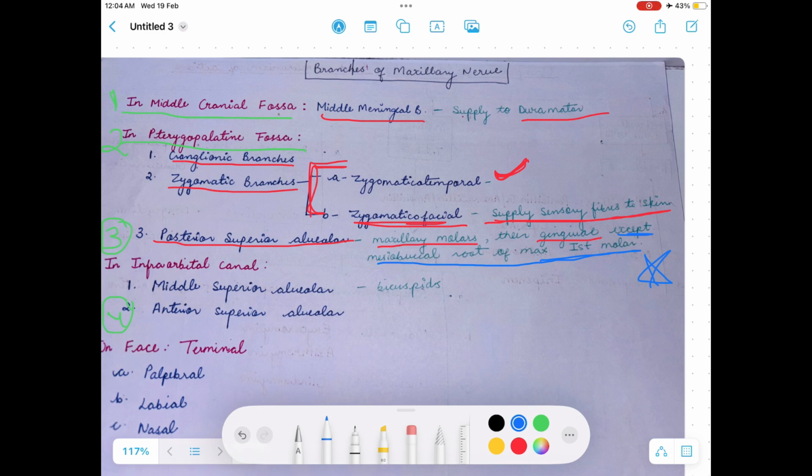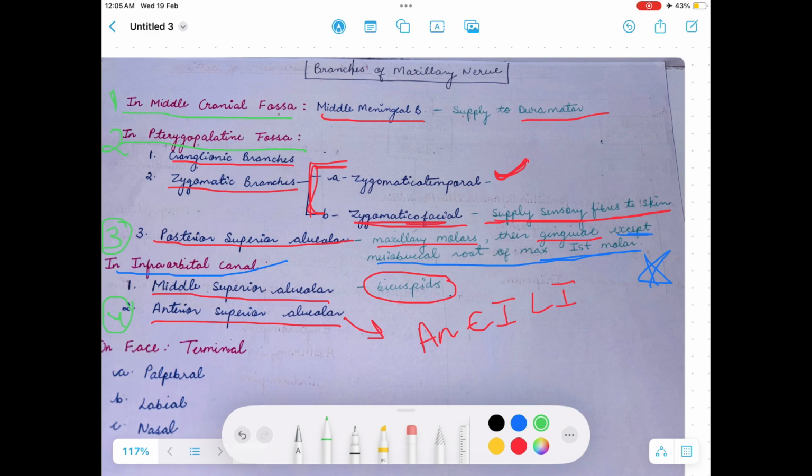Now let's get to the third region, the infraorbital canal. It gives two branches. First is the middle superior alveolar, second is the anterior superior alveolar. As I have discussed, the middle superior alveolar supplies the bicuspids, and the anterior superior alveolar supplies the anteriors, meaning the central incisors and lateral incisors.